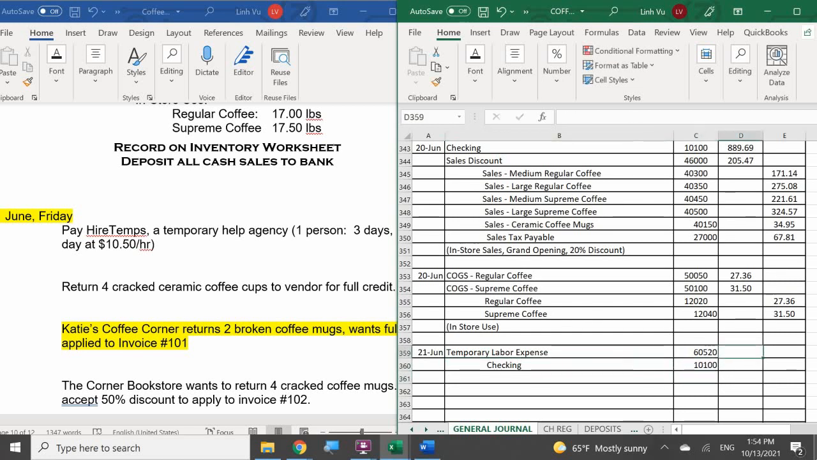Now, how much do I owe this person? If I have to pay for one person who worked 3 days, 8-hour shifts, 10.5 times 8 times 3. So we have $252.